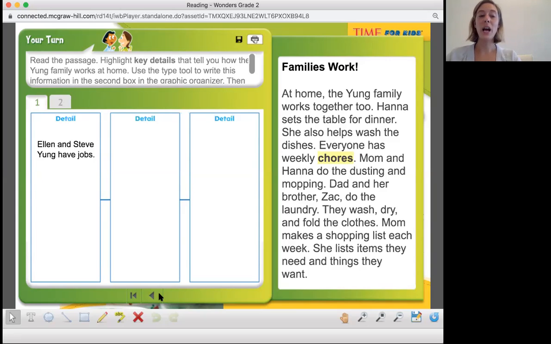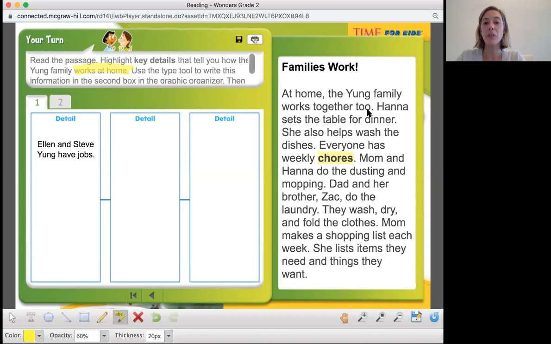All right, so now we're gonna do this second key detail together, okay? Again, read the passage. Highlight key details that tell you how the Young family works at home. Okay, that is a key word to listen to. How the family works at home. Okay, so let's read. At home, the Young family works together too.